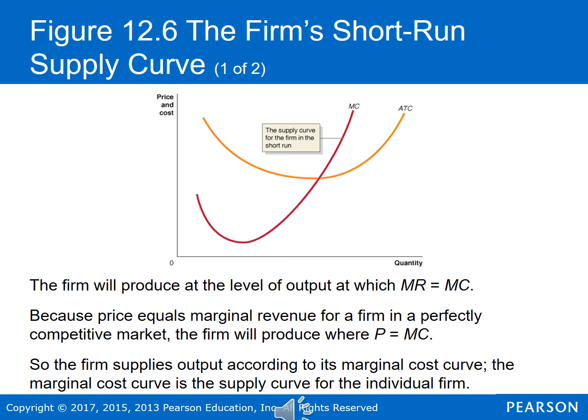Remember, the firm will produce at the level of output at which marginal revenue equals marginal cost. Because price equals the marginal revenue for a firm in a perfectly competitive market, the firm is going to produce where the price equals the marginal cost. So the firm supplies output according to its marginal cost curve. The marginal cost curve is going to be the supply curve for the individual firm. This is important to remember.